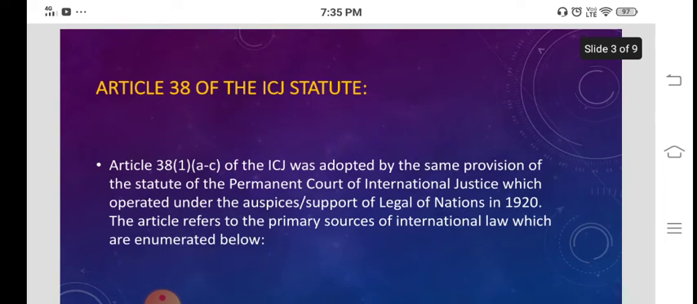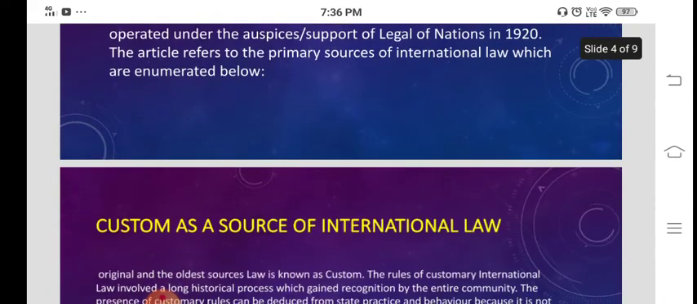Article 38 of the ICJ Statute. Article 38(1)(a)-(c) of the ICJ Statute was adopted from the same provision of the Statute of the Permanent Court of International Justice, which operated under the auspices of the League of Nations in 1920. The article refers to the primary sources of international law, which are enumerated below.